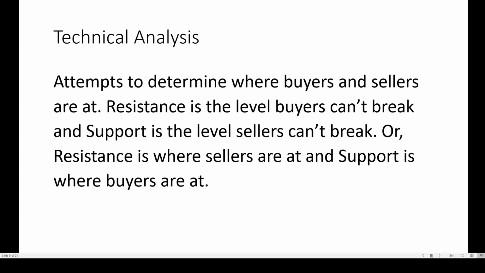Now, what is technical analysis? It attempts to determine where buyers and sellers are at. Some people do think this is hocus pocus, but let me tell you, resistance is a level buyers can't break and support is a level sellers can't break, or resistance is where sellers are at and support is where buyers are at. It actually exists in the market.